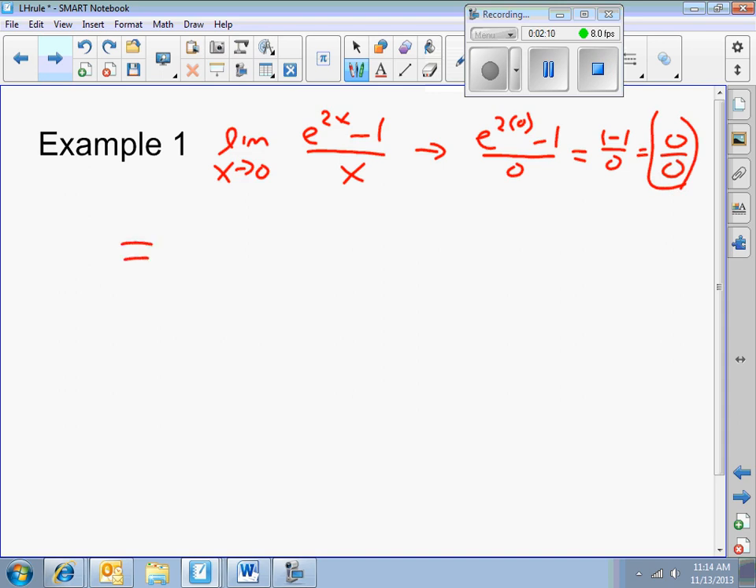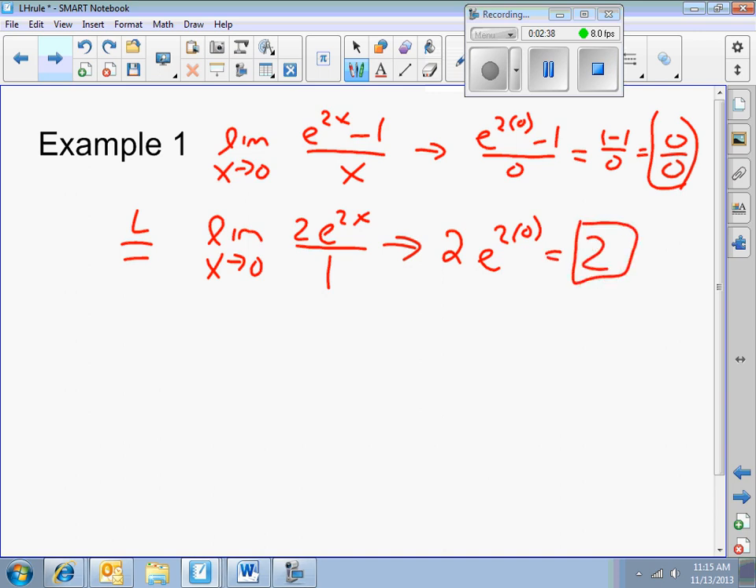So L'Hopital's rule says take the derivative. When I take the derivative, I get the limit as x approaches 0 of 2e to the 2x, the derivative of minus 1 is 0, over the derivative of x, which is 1. Don't try to do a quotient rule here. It's just the derivative of the top divided by the derivative of the bottom. Now I can evaluate by direct substitution: 2 times e to the 2 times 0. e to the 0 is simply 1, so we get the limit is 2. And we used L'Hopital's rule to evaluate it.